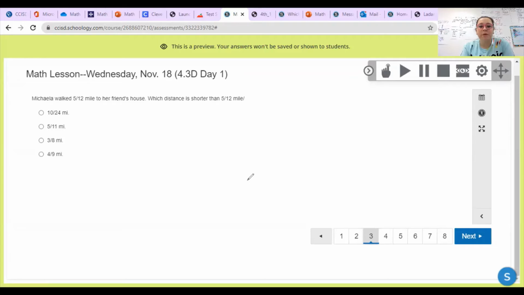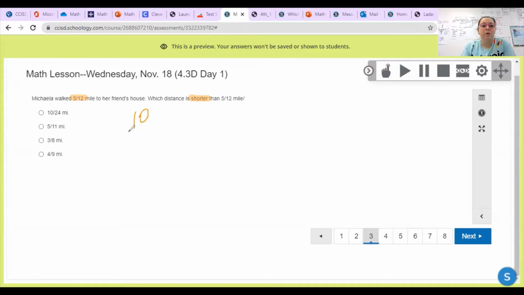Alright, let's review equivalent fractions using this problem. Michaela walked 5/12 of a mile to her friend's house. Which distance is shorter than 5/12 of a mile? So let's compare these. First, let's look at 10/12.